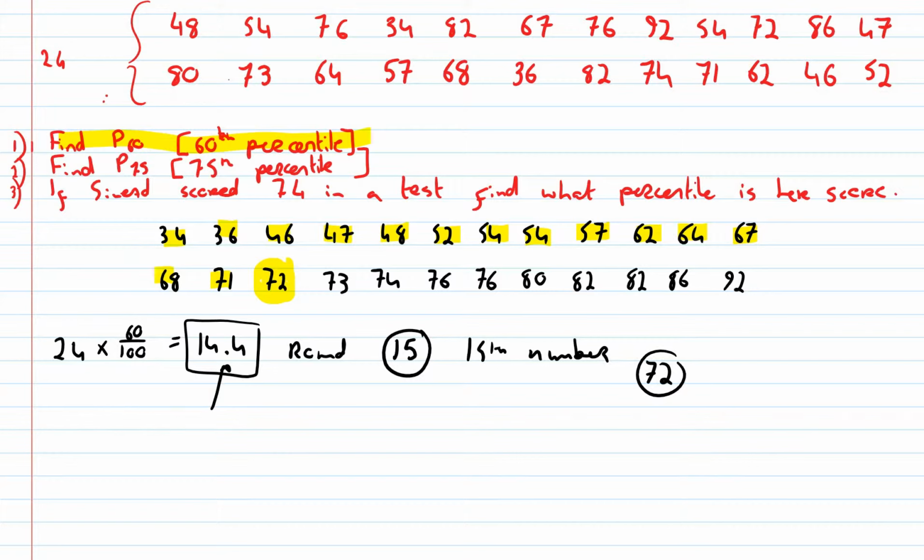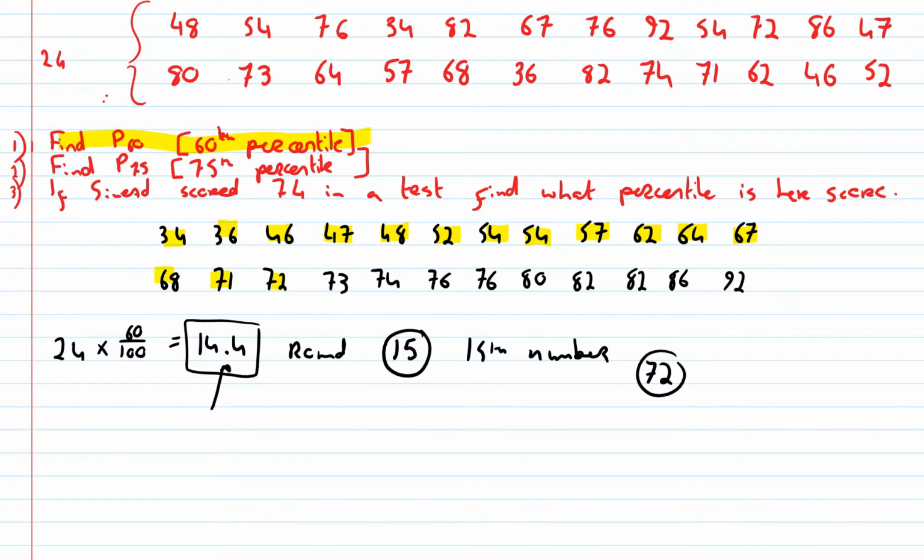What that is saying is if you scored 72, you would be in the 60th percentile, or another way of putting it, if you scored 72, you would have done better than 60% of the people doing the test. Right, let's keep going.